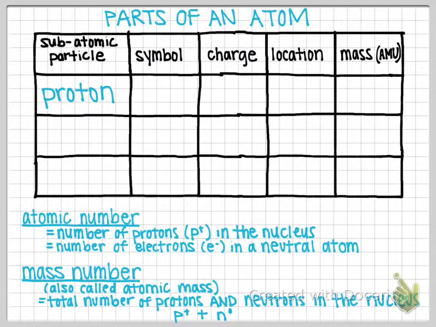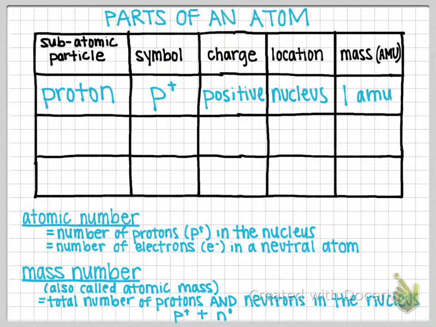The symbol for a proton is a P with a little plus sign, and that plus sign symbolizes its charge, which is positive. The proton is located in the nucleus. And the mass of a proton is approximately 1 AMU. And AMU stands for atomic mass unit, which is kind of like saying we're measuring in grams. But since these are so tiny, we couldn't use grams, so it's measured in atomic mass units.